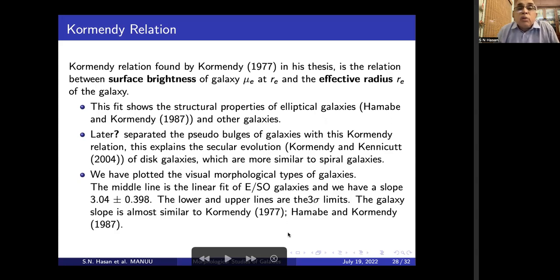We have plotted the visual morphological types of galaxies. The middle line is the linear fit of ESO galaxies, and we have a slope of 0.03 plus or minus 0.398. The lower and upper lines are the 3 sigma limits. The galaxy slope is almost similar to Kormendy.